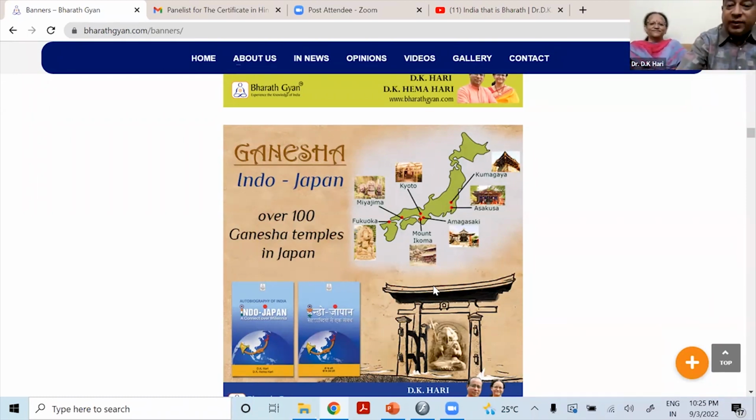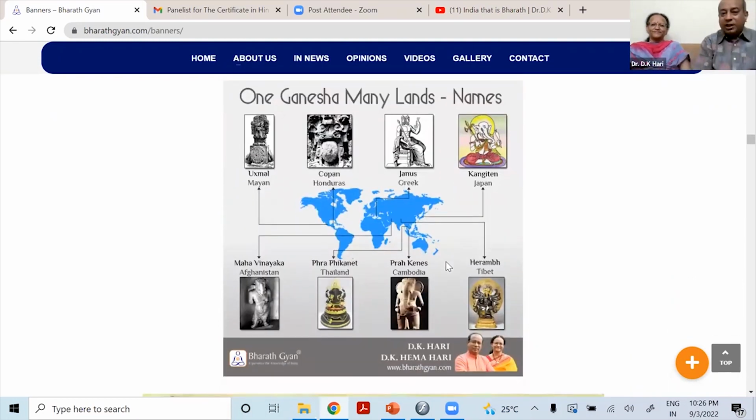So it's a worldwide divinity across the land. It isn't surprising to know that there are 100 Ganesha temples in Japan, all pre-World War I. And it's called Kangi Ten. Ten means divinity, Dev, Ten, Kangi Ten. And go down further, and there are many Ganeshas. One of them is obviously Kangi Ten in Japan.